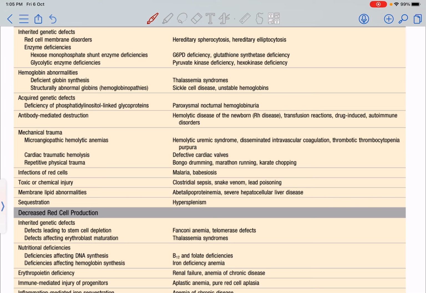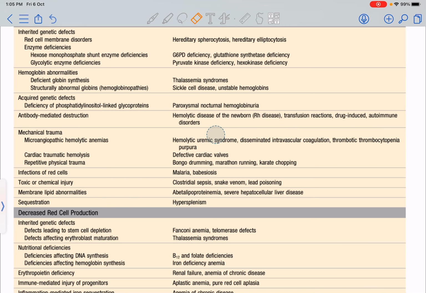Antibody mediated destruction, in hemolytic disease of newborn, drug induced autoimmune disorders, all of these, the body starts attacking its own component. So it's antibody mediated destruction. Mechanical trauma: there could be microangiopathic hemolytic anemia, MAHA. It includes HUS, hemolytic uremic syndrome, disseminated intravascular coagulation, and thrombotic thrombocytopenic purpura. So MAHA includes HUS, DIC, and TTP.